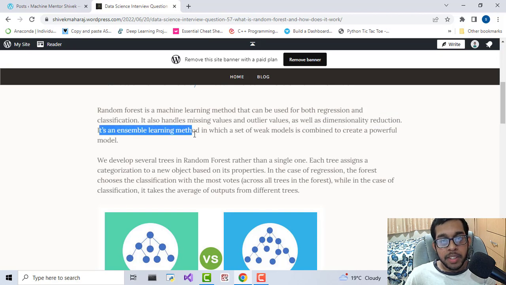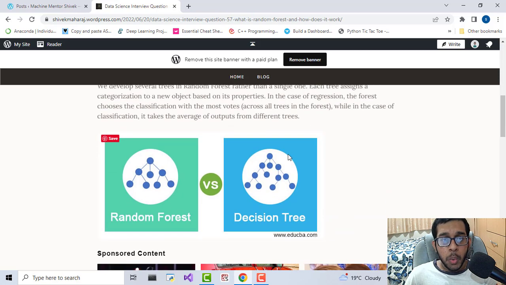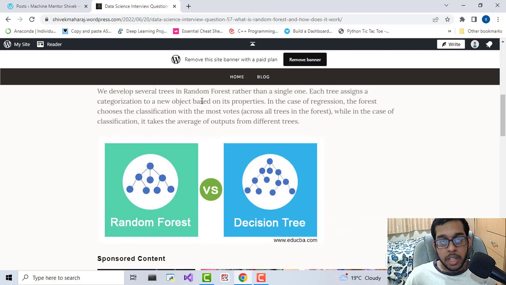It is an ensemble learning method in which a set of weak models are combined to create a powerful model. We develop several trees in random forests rather than a single one. Each tree assigns a categorization to a new object based on its properties. In the case of regression, the forest chooses the classification with the most votes across all trees in the forest, while in the case of classification, it takes the average of outputs from different trees.